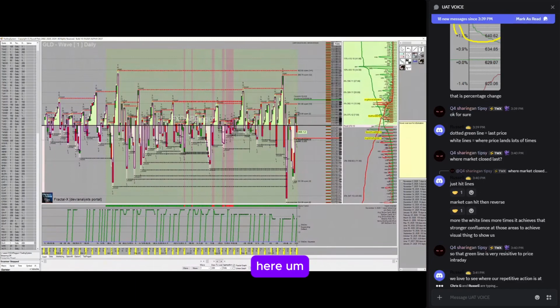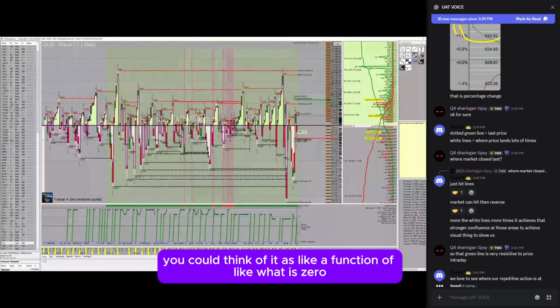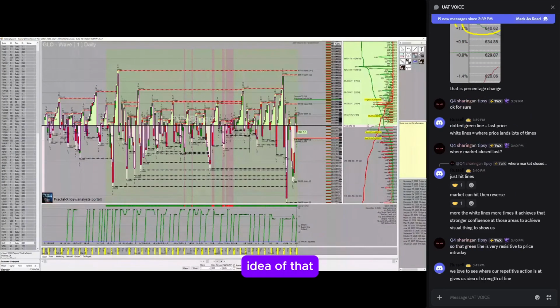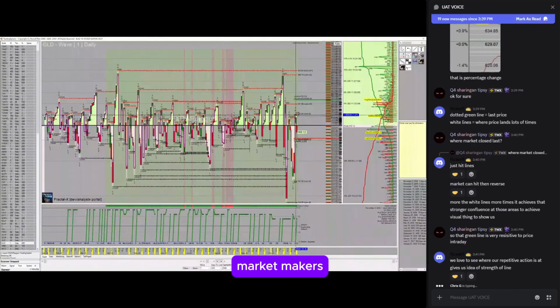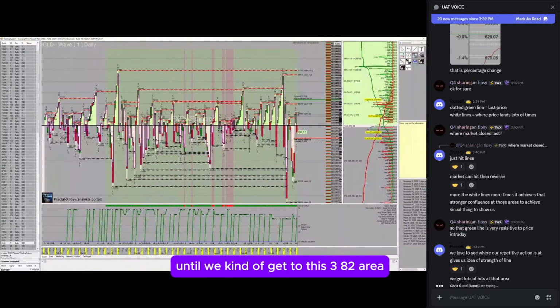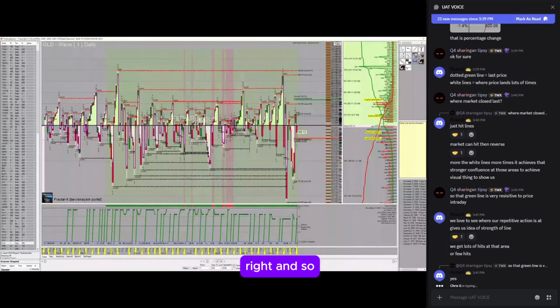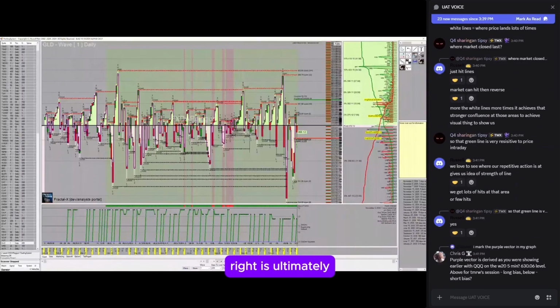Ultimately, what we see here is the OI pivot and options midpoint overlapped here. You could think of it as a function of what is zero delta, a very broad idea of that. Above this, market makers are passively buying stock. It'll grind here until we get to this 382 area. If this was basically demonetized, market makers are required to buy back substantial amounts of GLD. GLD issuers are required to increase their gold positions to maintain NAV.